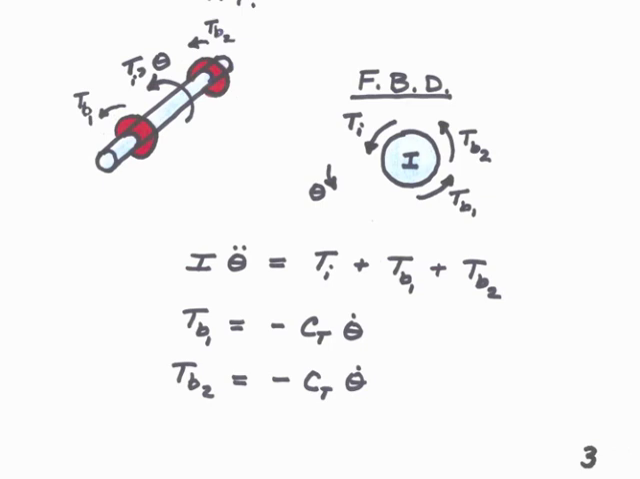Now with this definition, I can then write my equation of motion. I theta double dot equals the sum of the torques, Ti plus TB1 plus TB2. Both bearings have the same damping coefficient, so the relationship between the torque and the angular velocity, theta dot, will be the same for both. So TB1 equals minus Ct theta dot, and TB2 is minus Ct theta dot. The negative sign appears in the equation because the positive direction for torque and for angular displacement is the same, counterclockwise.